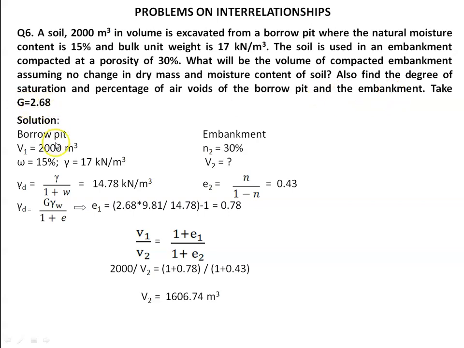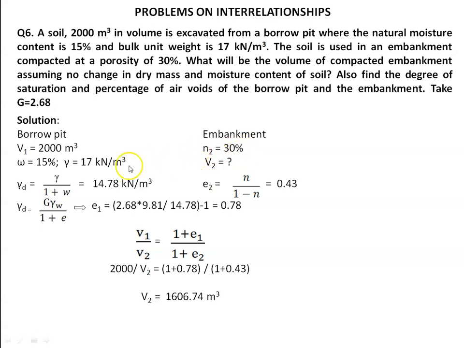So here borrow pit soil is there. The same soil is transported to the field to construct the embankment. So here soil is same, but the state is changed. The density and porosity will vary. So in the state, when it is in the borrow pit, the volume is 2000 meter cube and water content is 15%. Bulk unit weight is 17 kilonewton per meter cube. So embankment soil should have a porosity of 30%.